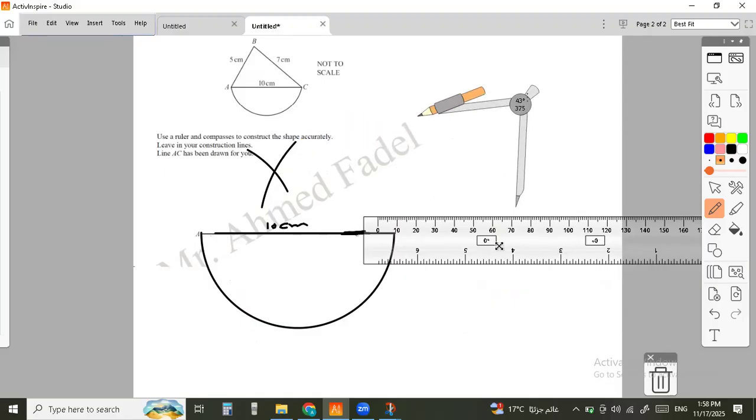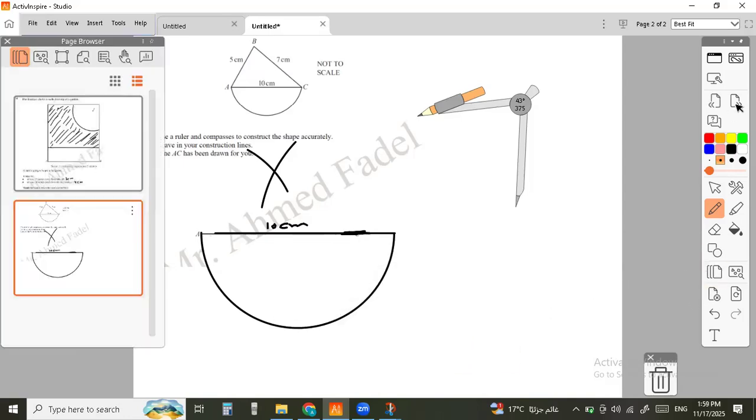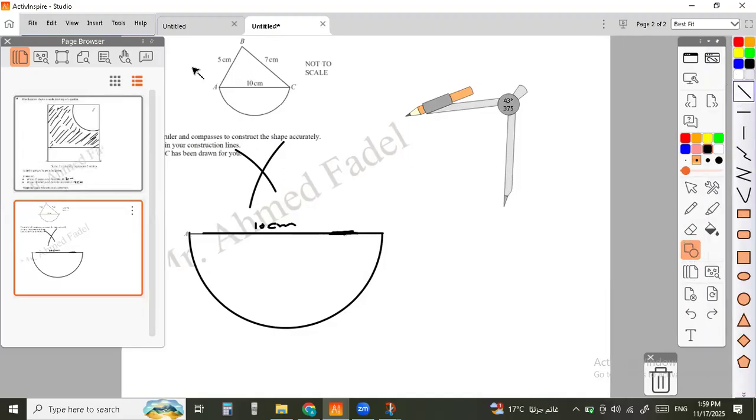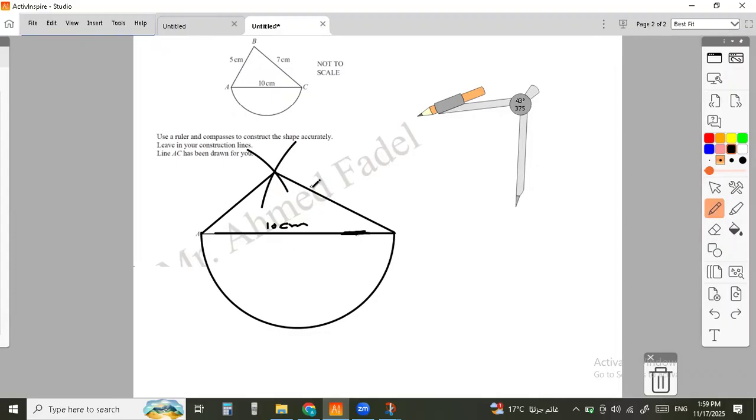Then what am I supposed to do next, mister? You're supposed to connect them. Finish the shape. Here are the shapes. So you connect this with that and this with the point of intersection. And you leave these arcs. These arcs are extremely important to show that you worked it right. Now it is sketched. You're going to find that this is exactly 7 centimeters if you use the ruler. This is 5 centimeters. This is 10 centimeters.